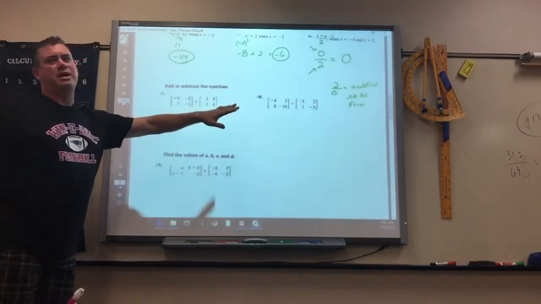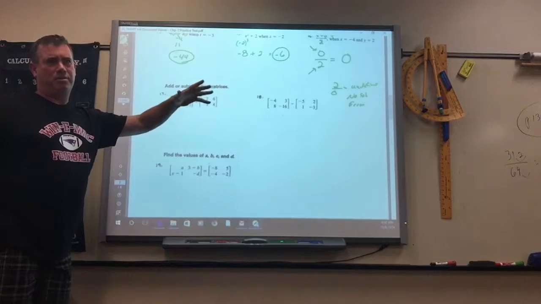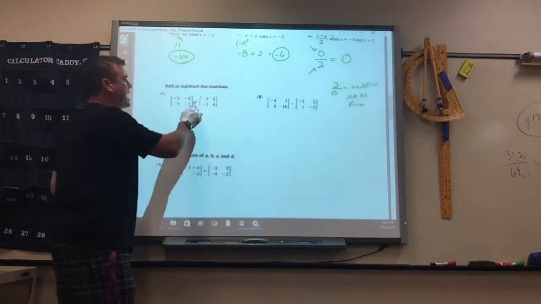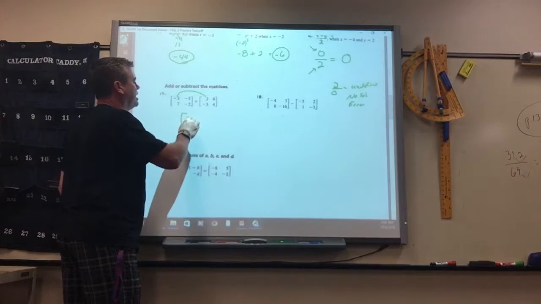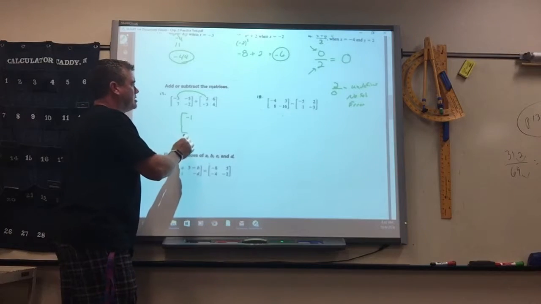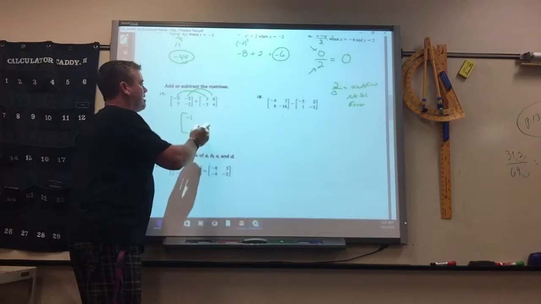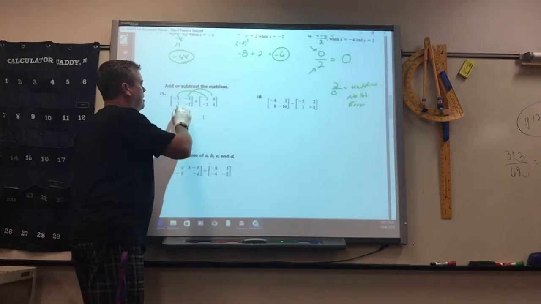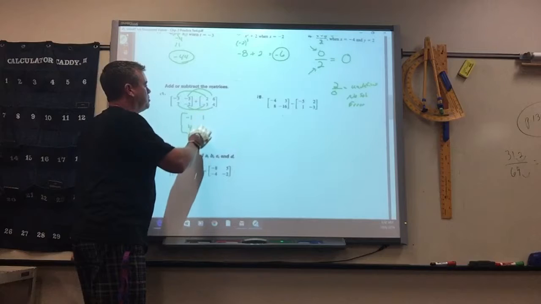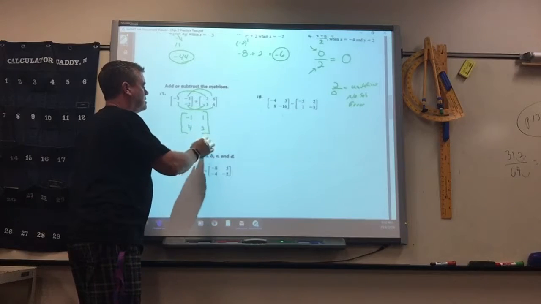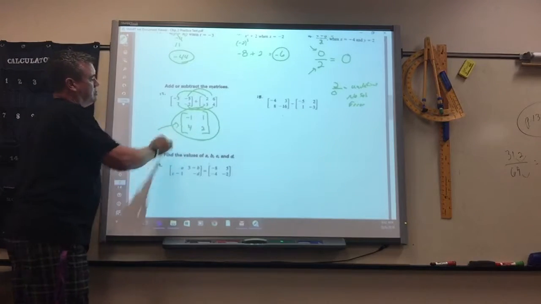Matrix addition and subtraction. Oh, I like these. Ever remember how to do these? Yes. All you do is just add the positions. Negative 3 plus 2 is negative 1. And then put it in a matrix. Negative 5 plus 6 is 1. 7 plus negative 3 is 4. Negative 2 plus 4 is 2. So make sure you put it in a matrix.